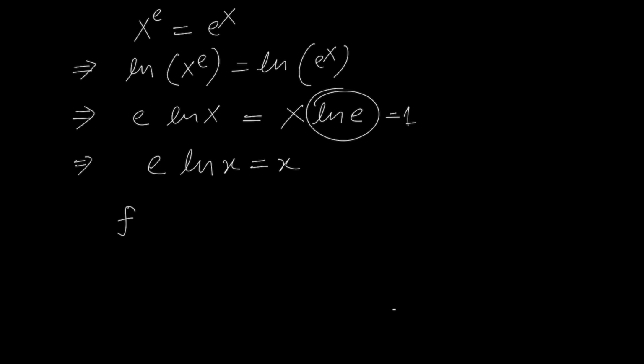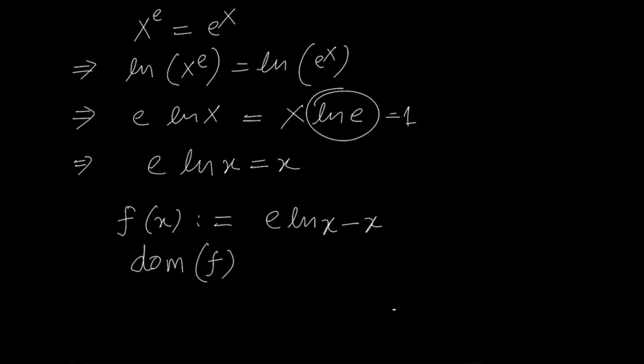Now we shall define a function f(x), which is e ln x minus x. First of all, look that the domain of this function is 0 to infinity. We know ln x is defined for positive real numbers and is undefined for 0, and ln is not defined for negative values of x. So f(x) is defined in positive real numbers only. Okay.